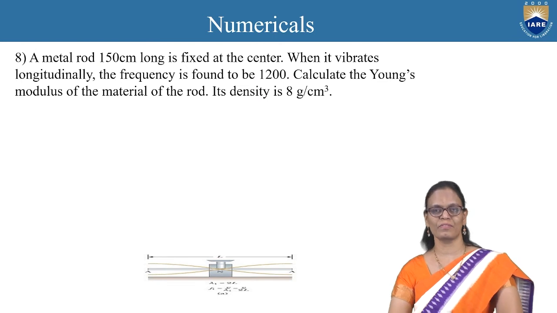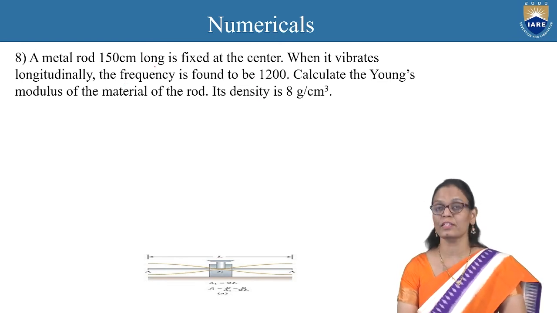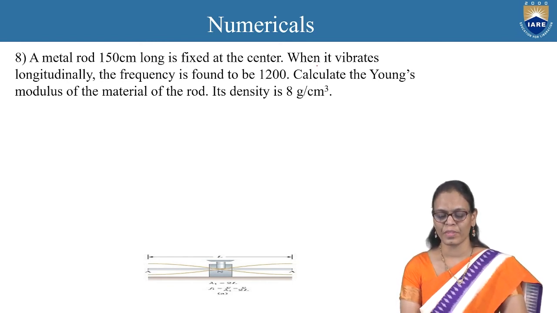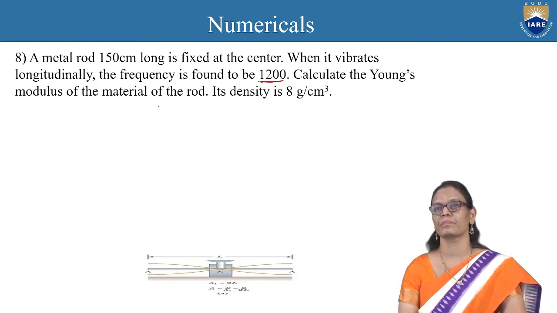Now one more problem we'll do. A metal rod 150 centimeter long is fixed at the center. When it vibrates longitudinally, the frequency is found to be 1200. Calculate the Young's modulus of the material of the rod, and its density is 8 gram per centimeter cube.